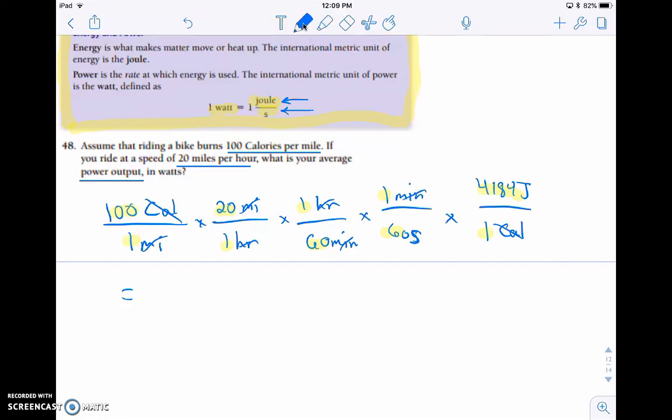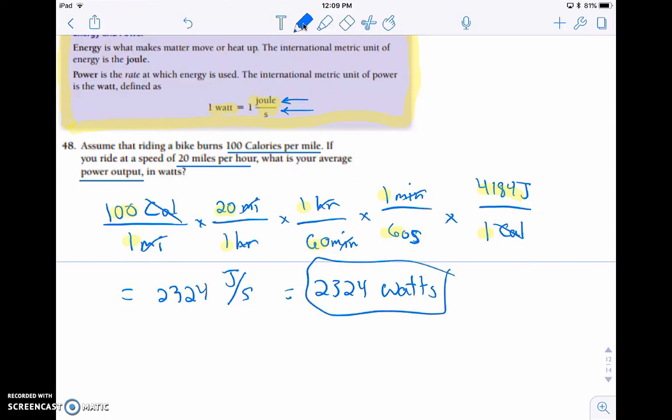And in the end, I'm going to get roughly 2,324 joules per second, which is 2,324 watts. Because again, joules per second are watts. So that is a look at power and how we can go from energy to power, where power is the rate of energy, the rate at which energy is being used.